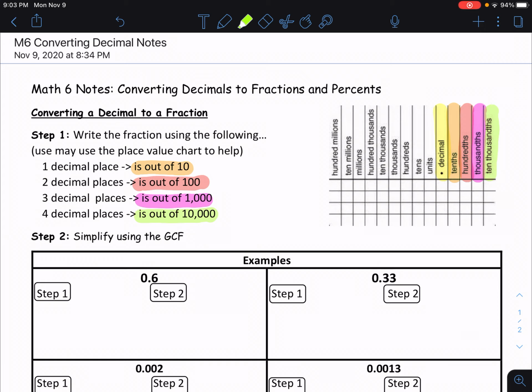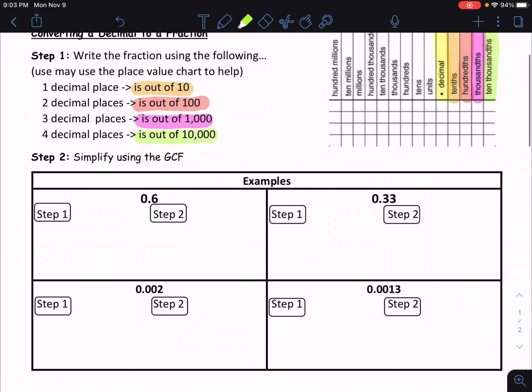So your first step is to figure out which denominator you're using. So you're always going to use one of those four denominators. And I've got an example of each of them. Once you figure out which denominator you're using, you're going to ask yourself, is the fraction simplified? If it is, that's your answer. If it's not, we're going to simplify.